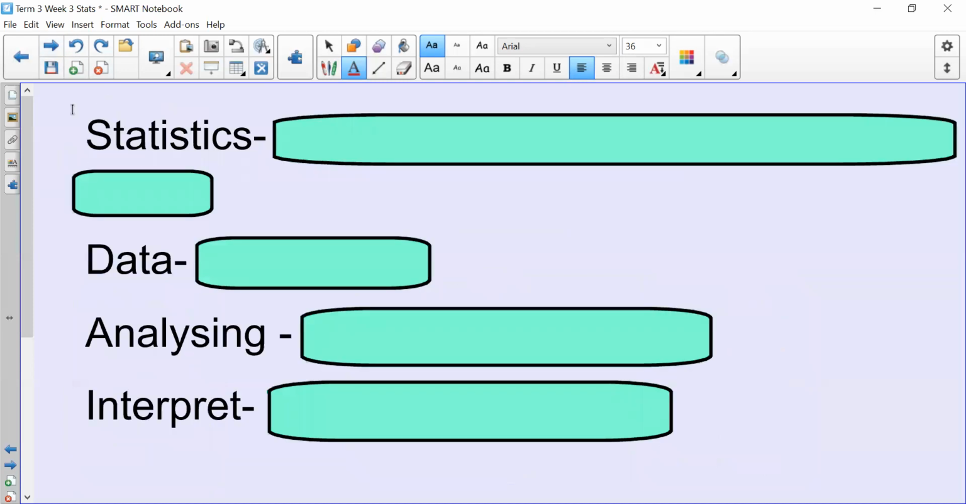Okay, so all of the other days we have gone through our vocabulary, but today I've covered them up just like I did in the reading. I want you to see if you can remember the definitions for statistics, data, analysing and interpret. So you can discuss if there's someone with you or just think about it if you're on your own, try and test yourself. Can you remember the definition of these words? Pause the video now. Okay, let's see how you got on.